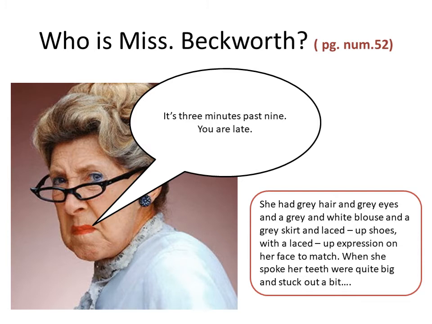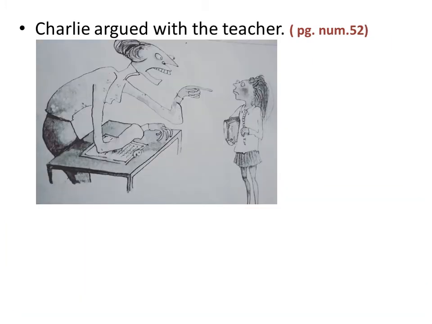And then Miss Beckworth wanted to introduce herself. "My name is Beckworth. What's your name?" Charlie answered very politely and carefully. "How?" "Charlie, Miss Beckworth." So here you can see a picture of how they are arguing with each other.